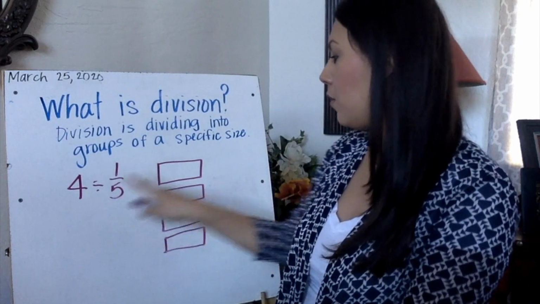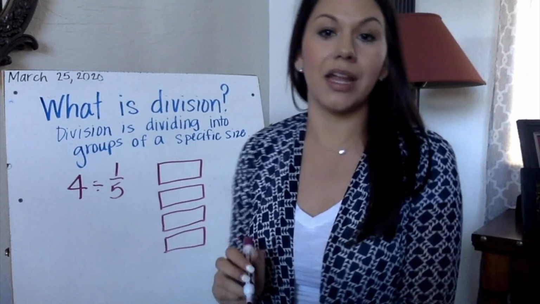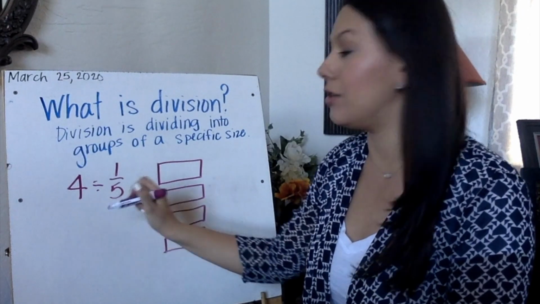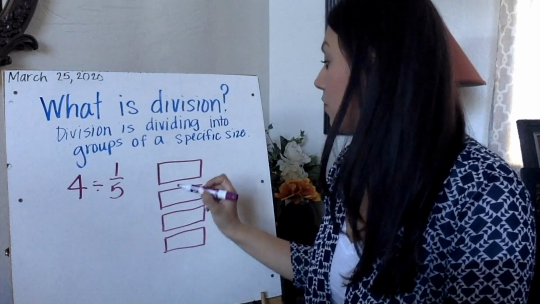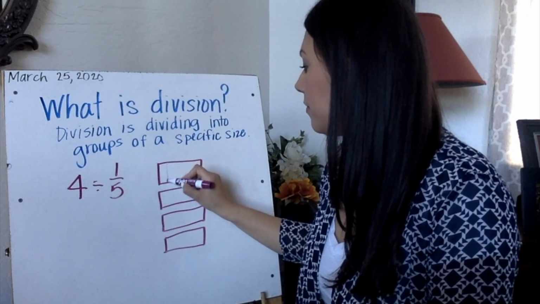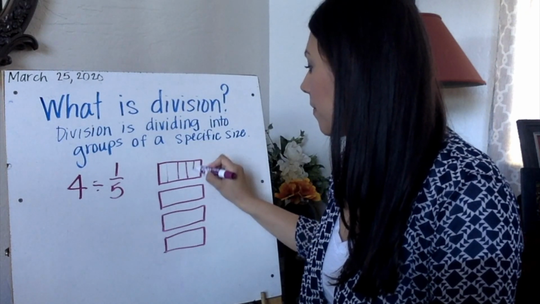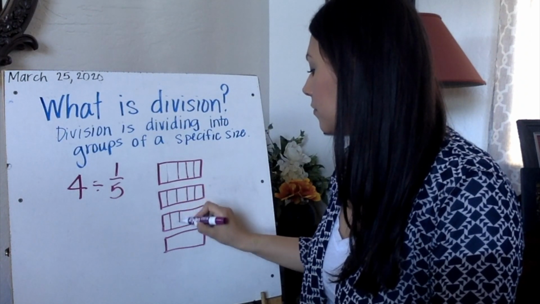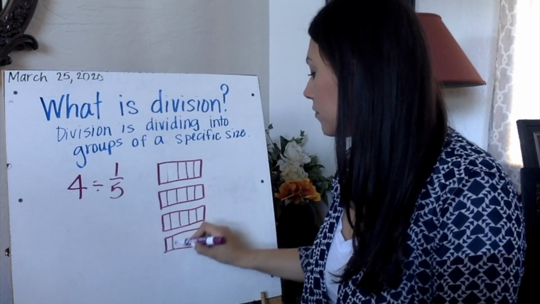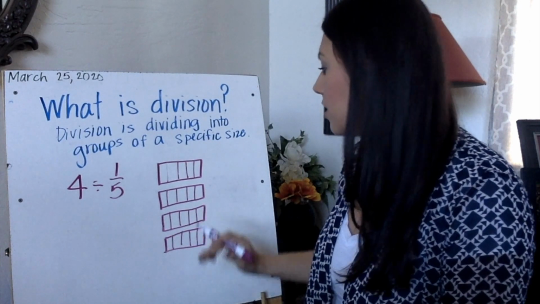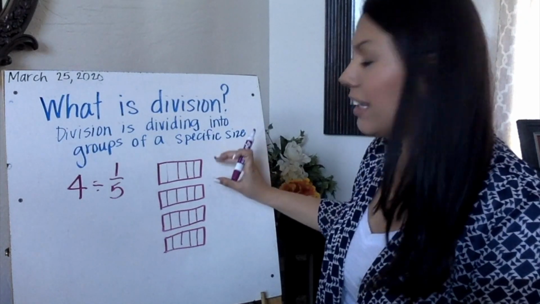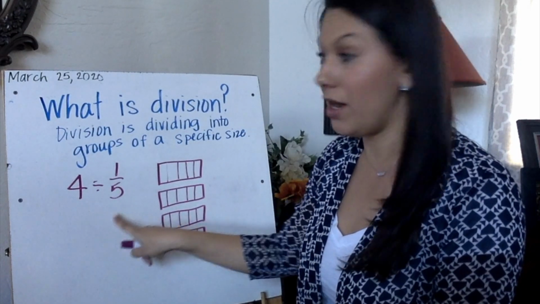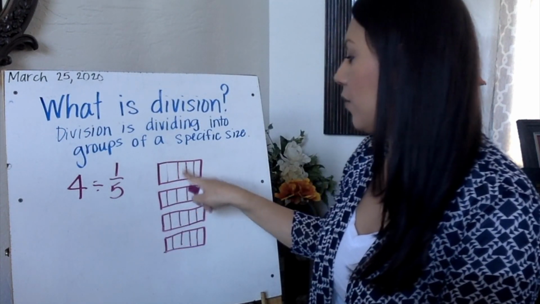Here are my 4 wholes. 1, 2, wow, they get smaller, I'm sorry. I have 4 wholes, and I'm dividing it into 1/5. So, let's make this into fifths. Okay, so now I broke up each whole into 1/5, because it's saying if I have 4 wholes and I divide them into 1/5, here's 1/5, 1/5, 1/5, 1/5.